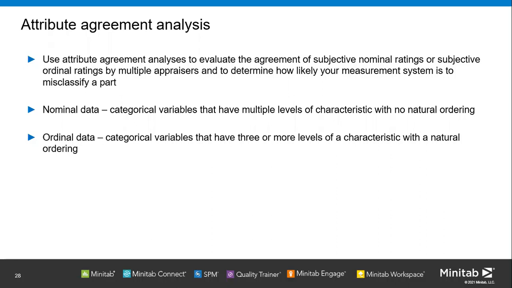So the same thing, you want to see on this attribute agreement is to evaluate the agreement of subjective nominal rating or subjective ordinal rating. So what is the nominal rating? Nominal rating is something like categorical variables that have multiple levels of characteristic with no natural ordering.